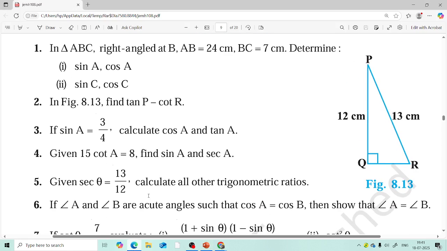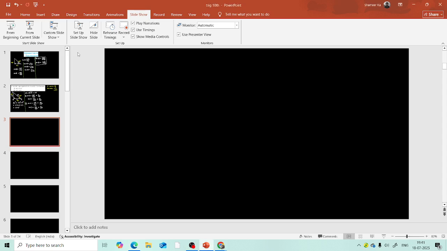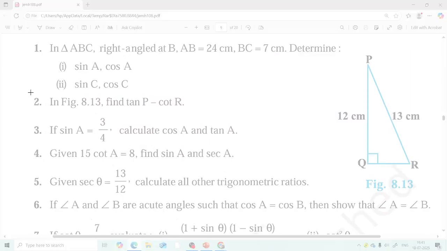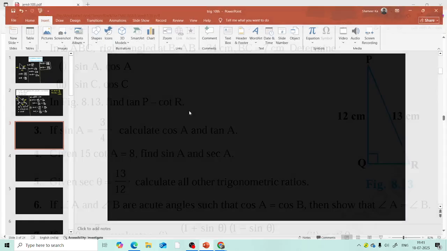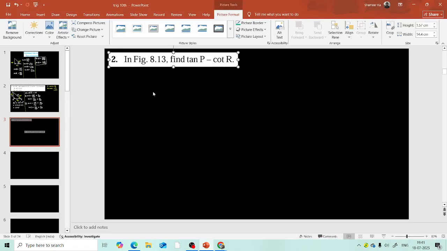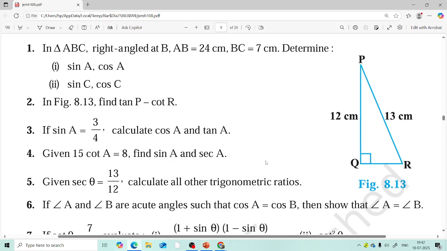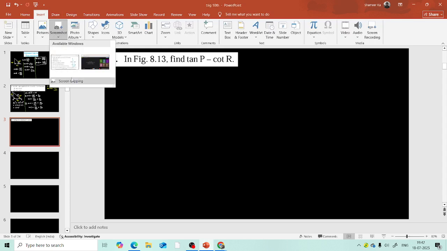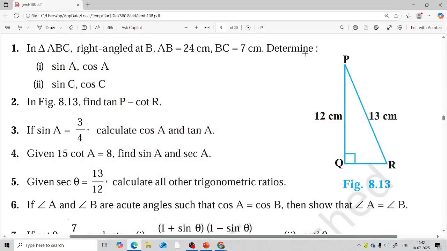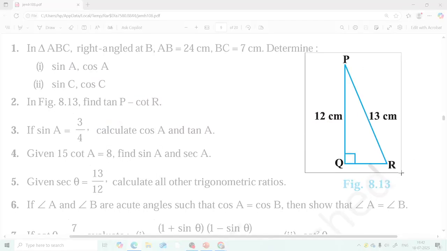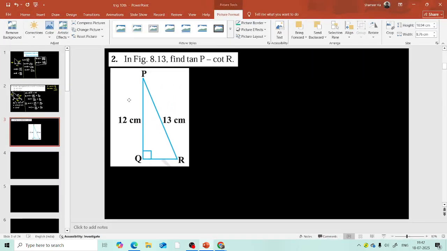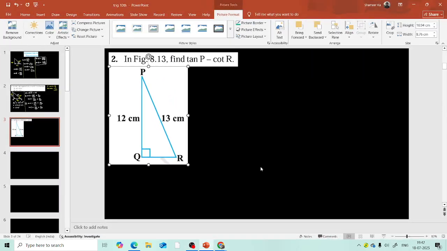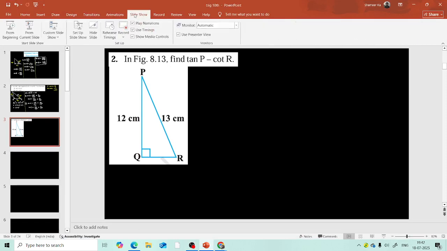Figure 8.13, tan P minus cot R. I will give you a question for practice. The second question I am discussing, Figure 8.13. A diagram is given. Let me copy and paste that diagram. Okay, we have a diagram. What is our question? Tan P minus cot R.